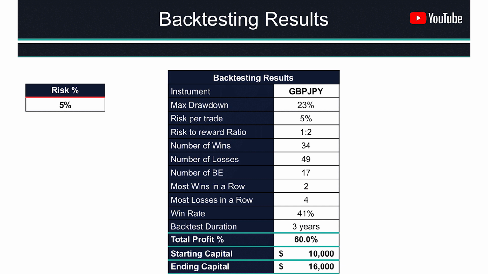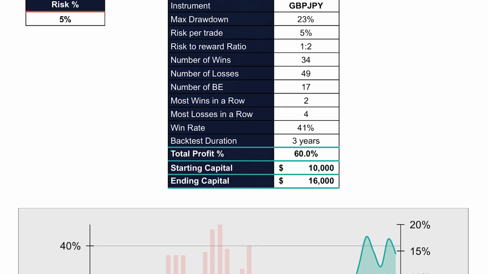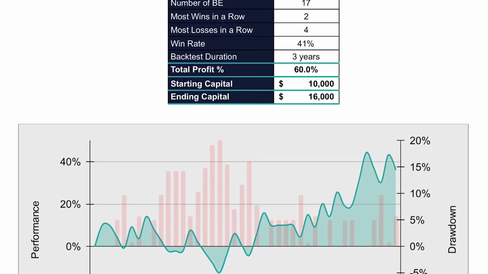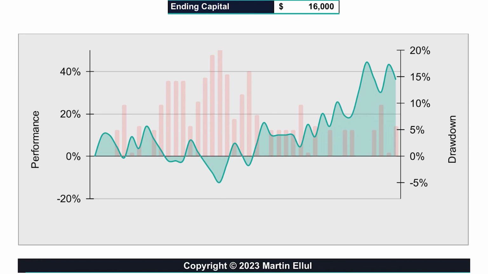Over 3 years, that's a total profit of 60%. So if you would have started with $10,000, you would have ended up with $16,000. Over 3 years, it's a bit more than 30 trades a year, so 3 trades a month approximately. That's a really good performance for very little amount of work.